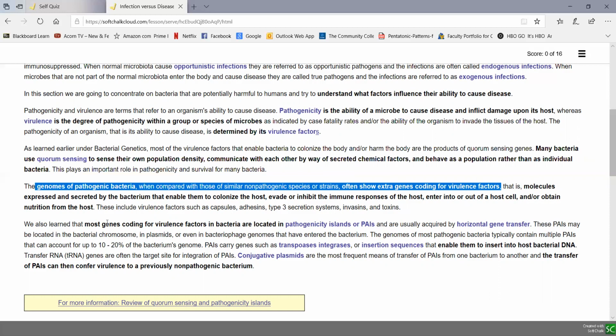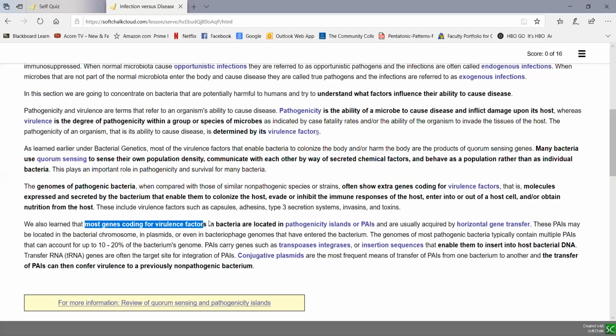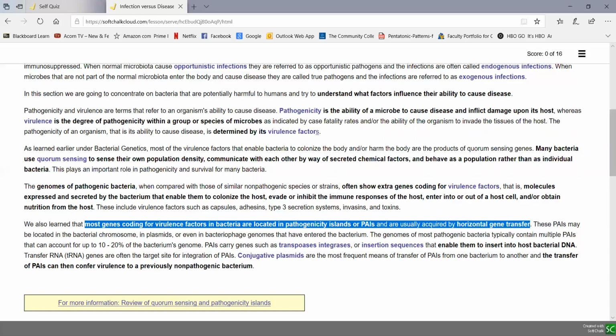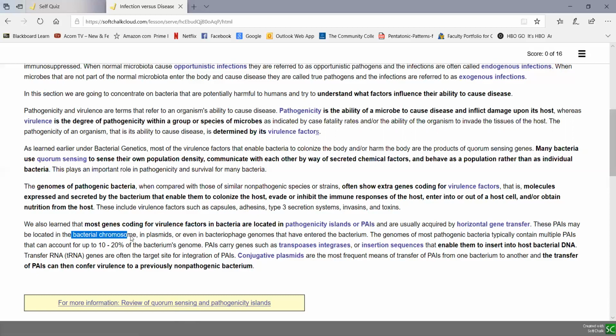We also mentioned in Unit 2 that most of the genes coding for virulence factors in bacteria are located in special segments of DNA called pathogenicity islands, or PAIs. And these can be transferred from one bacterium to another by horizontal gene transfer. So these pathogenicity islands can be located in a bacterial chromosome or in plasmids, or maybe even in bacteriophage genomes that have entered the bacterium.